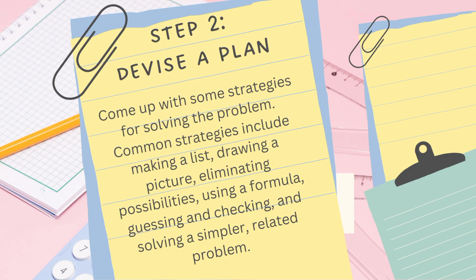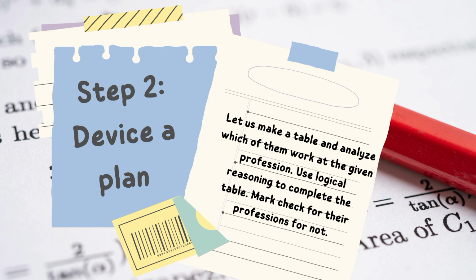Step 2. We must first construct the plan, which we call devise a plan, before we can execute it. Come up with some strategies for solving the problem. Common strategies include making a list, drawing a picture, eliminating possibilities, using a formula, guessing and checking, and solving a simpler related problem. To answer the above problem, we will use the technique of building a table.